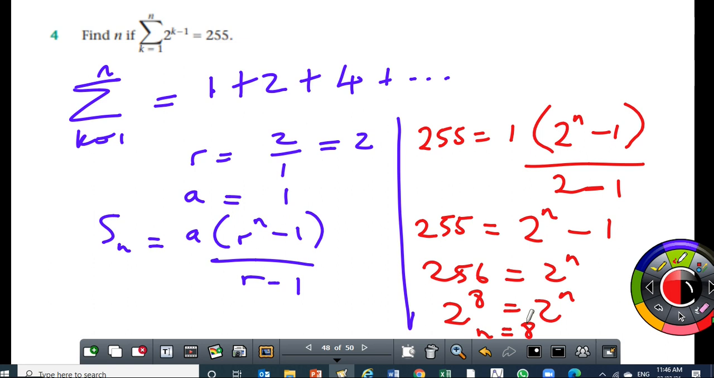I wonder why you like the second formula. Because the second formula will produce some negative values, which, if you're not careful, sometimes you can make unnecessary silly mistakes. Anyway, so I've got the number of terms. Any question?